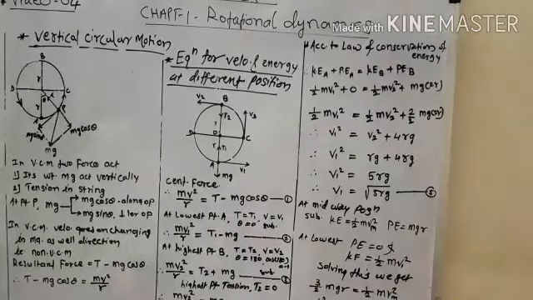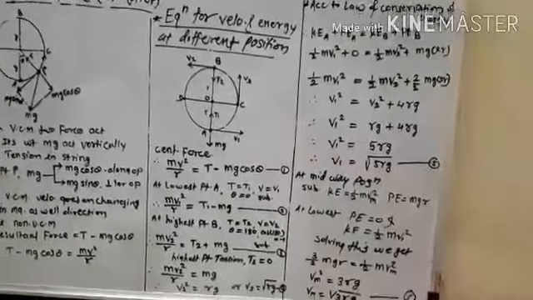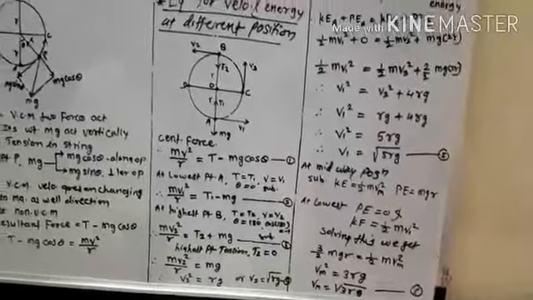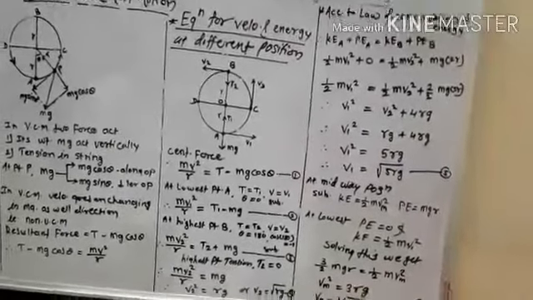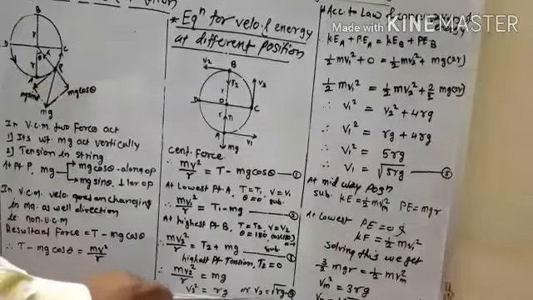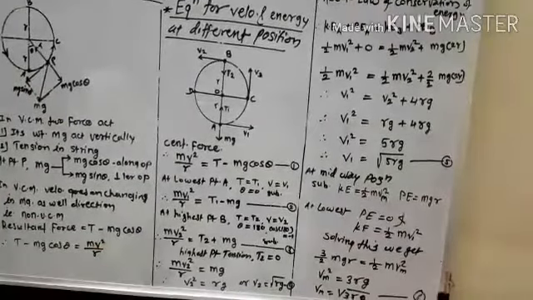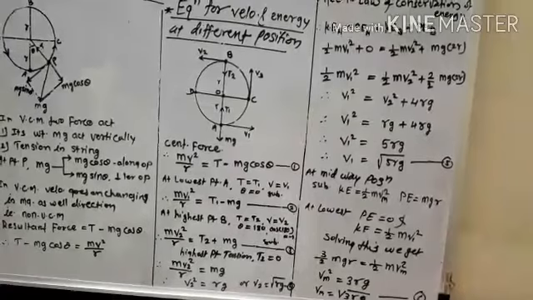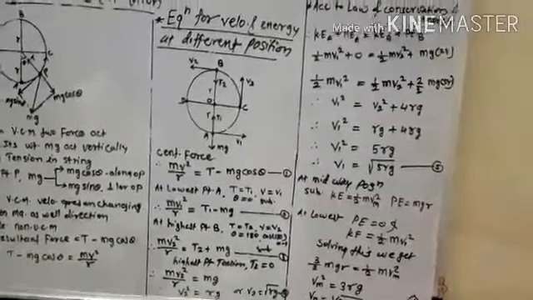This is a very important expression: V2 is equal to root Rg at the highest point. You have to remember this. When the body is at the highest point, at point B, the velocity at this point V2 is equal to under root Rg, where R is the radius and g is the acceleration due to gravity. This is the first half.